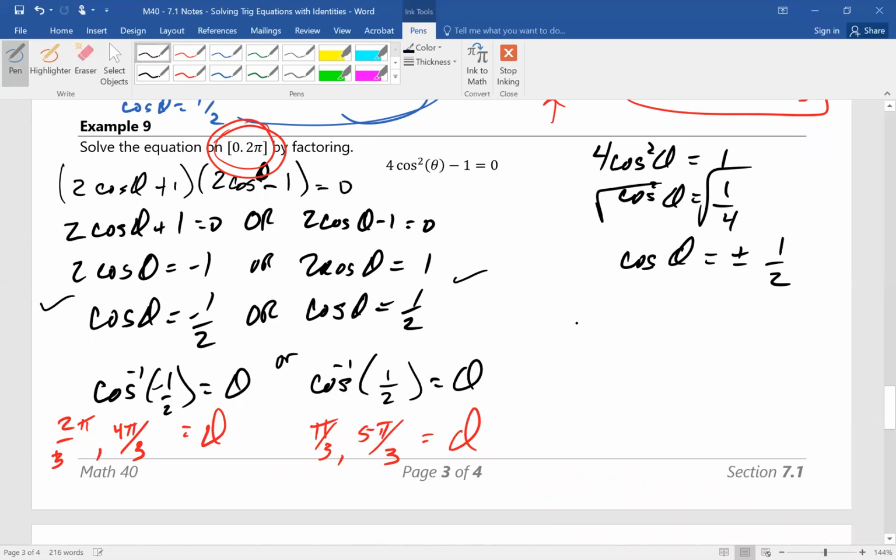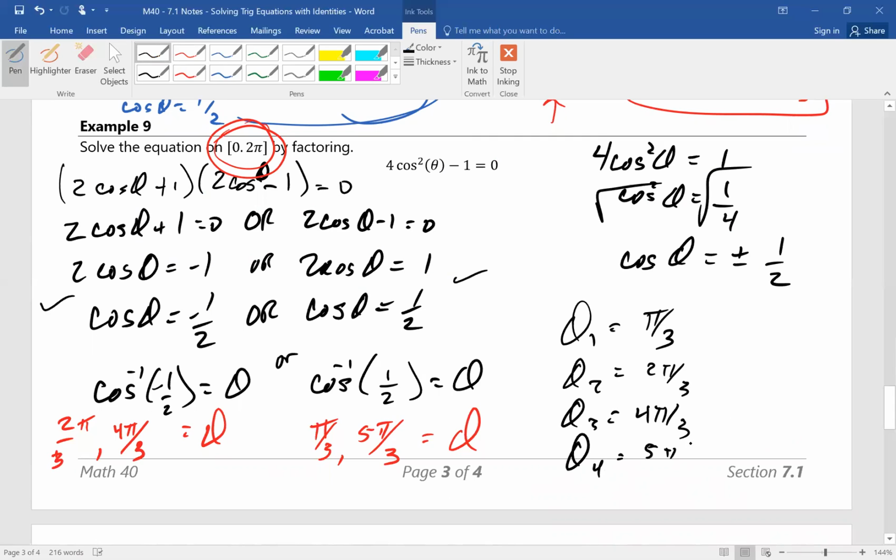But you would say theta 1 is equal to, what's the smallest? Pi over 3. Theta 2 is going to equal 2 pi over 3. Theta 3, 4 pi over 3. And theta 4 is equal to 5 pi over 3. So those are the solutions to the equation there from example 9.